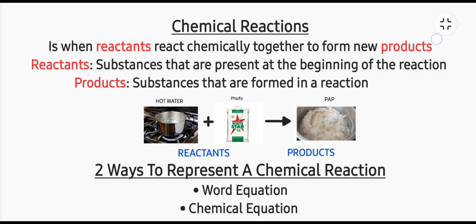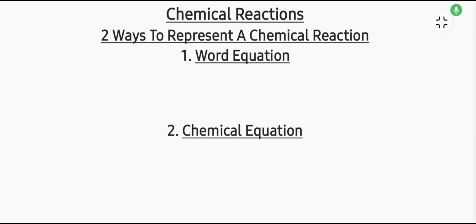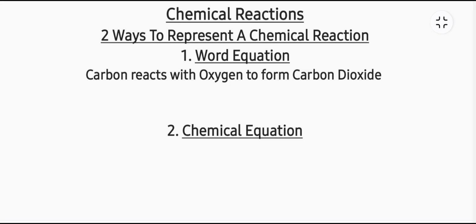Now let's have a look at the examples tsa ntho tse two fela. Let's now represent our chemical reactions in terms of word and chemical equation. Now ke tlo ngola word a qeta go ngola chemical ya that word equation again. So let's try it. My first one is carbon reacts with oxygen to form carbon dioxide.